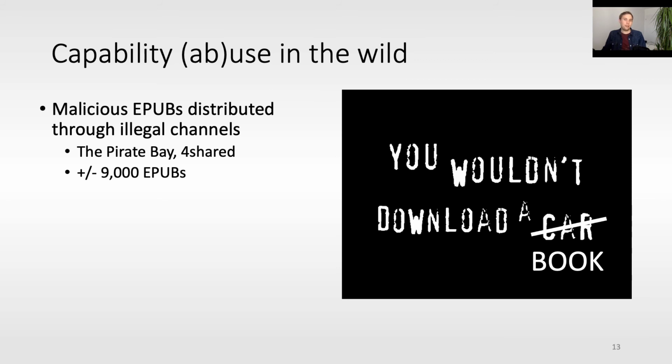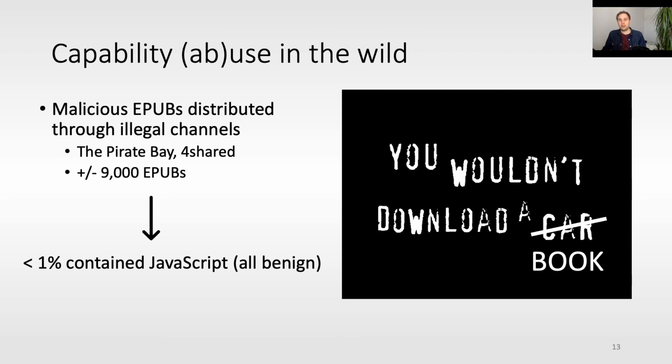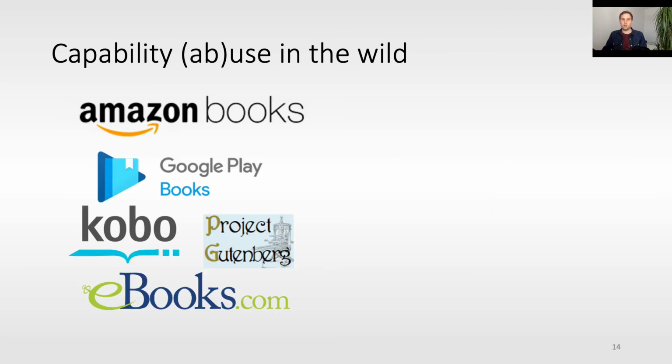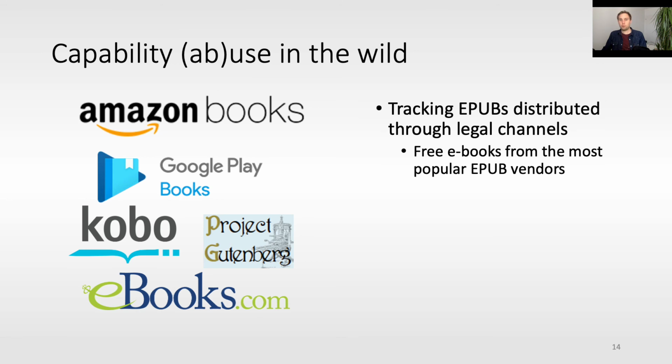To check whether any of them were malicious, we parsed the contents for suspicious elements such as scripts or references to local files. This way we discovered that less than 1% actually embedded scripts, of which all were benign. No abuse was detected whatsoever. As for legal channels, we downloaded several free ebooks from 5 popular ebook stores. Again, after manual analysis, we did not find any indications for tracking nor malicious intent.